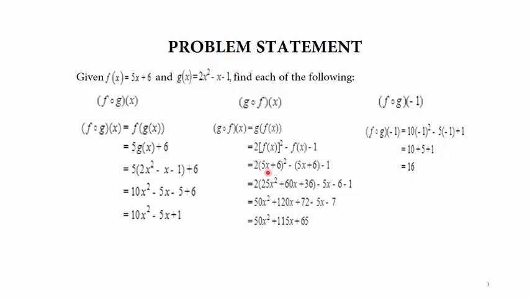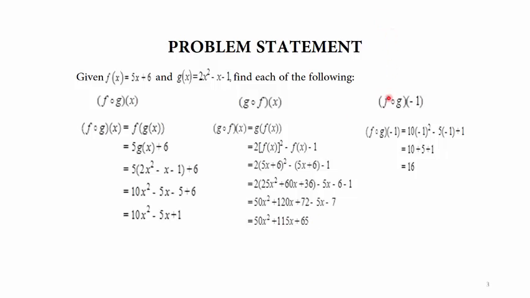Here you have to FOIL first the 5x plus 6, meaning that you have to multiply the 5x by 5x to end up with 25x squared. The 6 times 6 will give you a 36. Then multiply the 5x by the 6 to give you 30x. Multiply that by 2 to give you a 60x. Minus 5x minus 6 minus 1. The end result, as you start to simplify all of that, you end up with this function here.